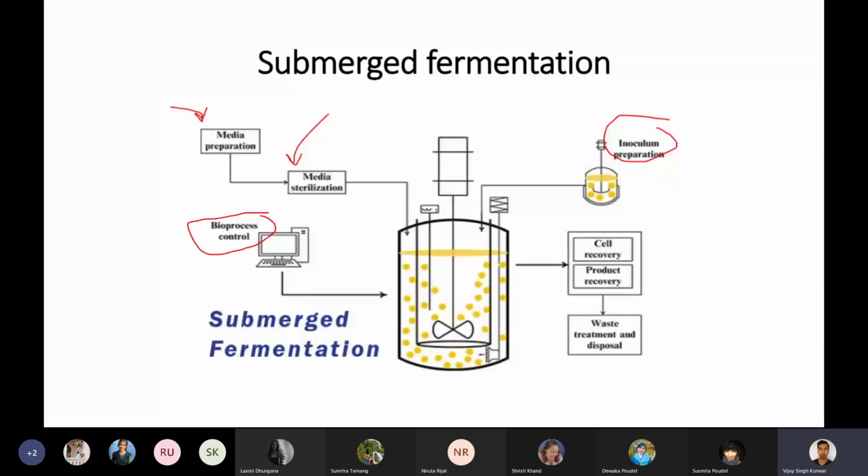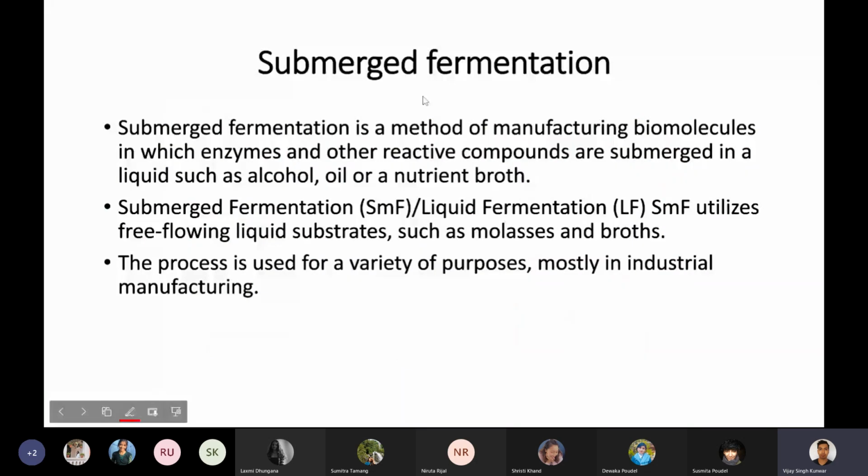Submerged fermentation is the method of manufacturing biomolecules in which enzymes and other reactive compounds are submerged in liquid such as alcohol, oil, or other liquid broth. Here, enzymes and bioreactive compounds are manufactured in liquids, either in nutrient broth or oil or alcohol. It can be in a variety of liquid media, so we call it submerged fermentation or liquid fermentation. A defining feature is a free-flowing liquid substrate such as molasses and broths, and this process is used for a variety of purposes, mostly in industrial manufacturing.